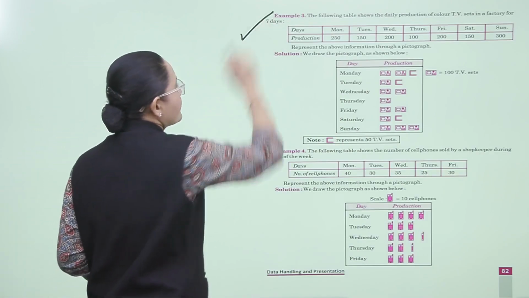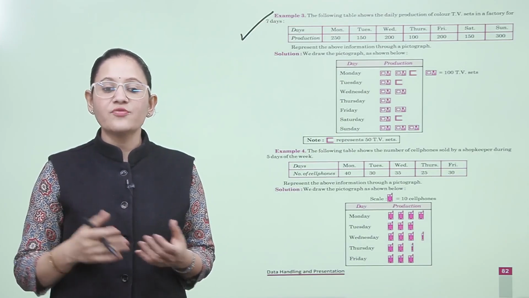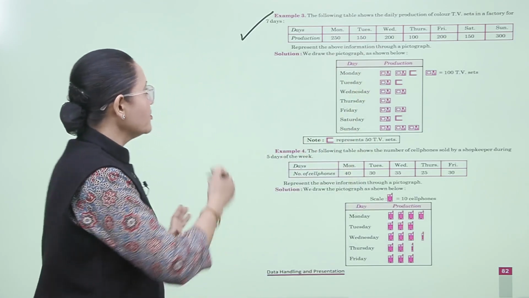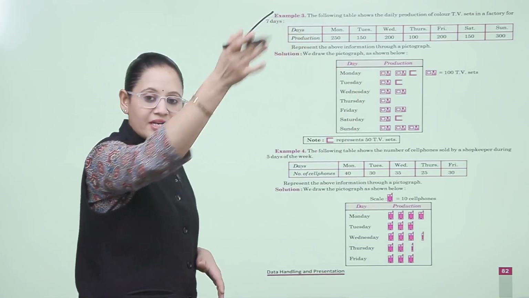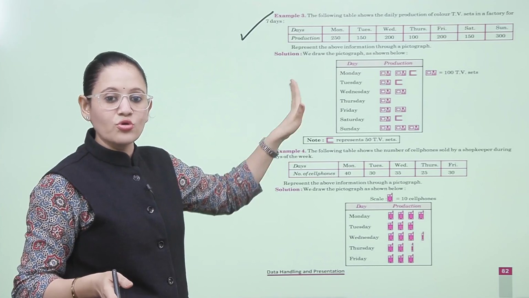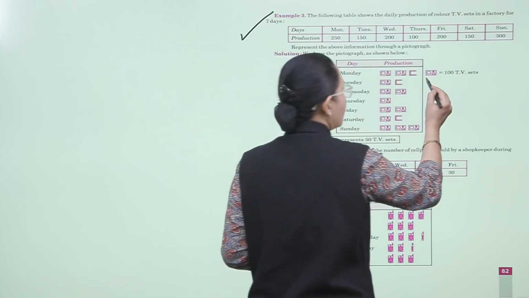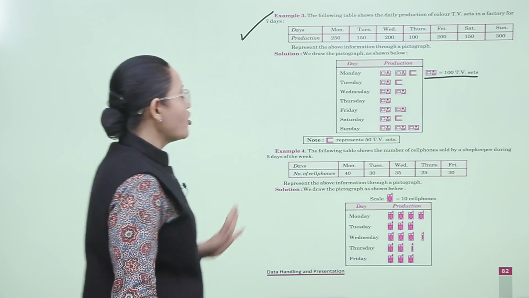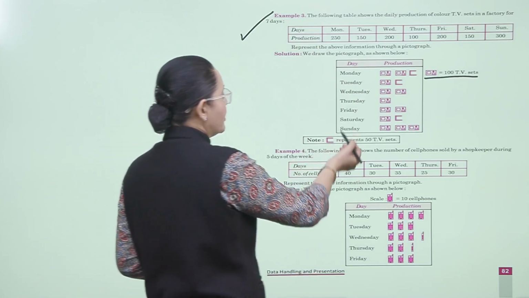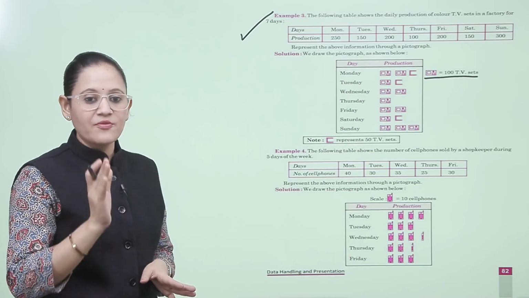Next example. The following table shows the daily production of color TV sets in a factory for 7 days. So, here is the data given for the color TVs produced in 7 days: Monday, Tuesday, Wednesday, Thursday, Friday, Saturday and Sunday. And their production numbers are given. We have to represent the given information in the form of a pictograph. Here 1 TV represents 100 TVs. So, according to the given data, we will draw the pictograph. Clear? Note: here the half will represent 50 TVs. 1 full is for 100 and half will be for 50.